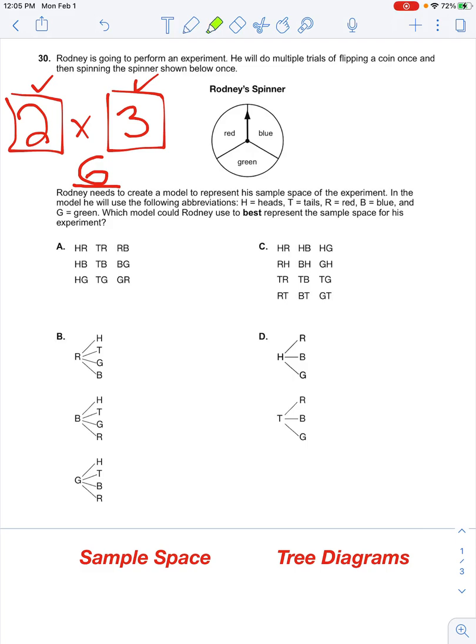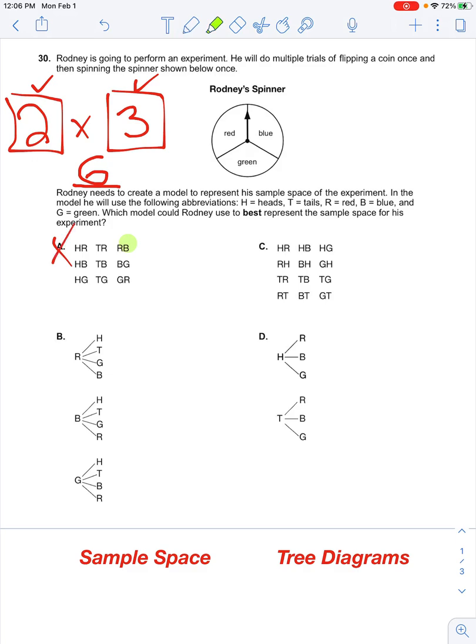The first one I'm going to go to is A. To explain why A is a bad choice, it's right here. That's the first thing that came to my eyes: RB. RB means red and blue, based on what they tell us in the directions. I cannot flip a coin and get red or blue. I can spin the spinner and get red, I can spin the spinner and get blue, but I can't flip a coin and get either red or blue. To get that result, you would have to spin the spinner twice, and the problem says we're only spinning it once. So A is invalid.